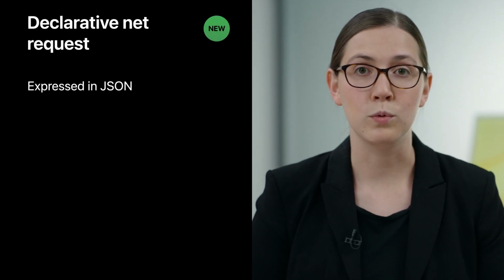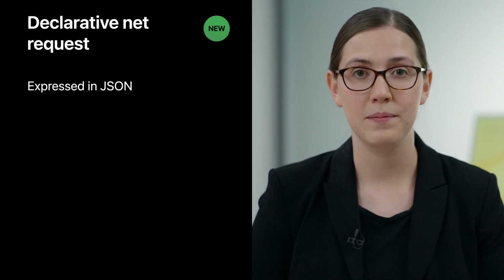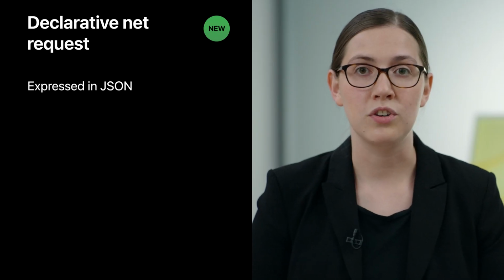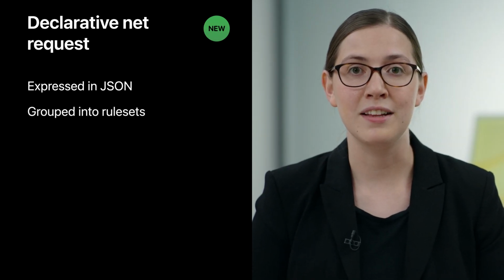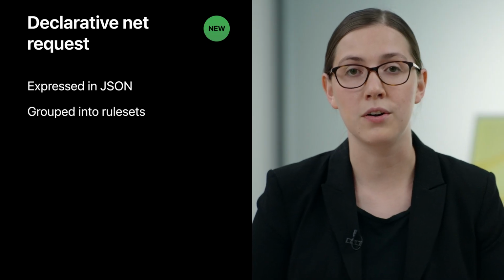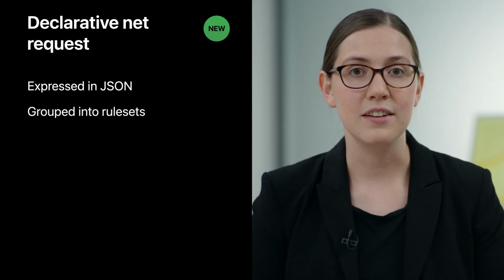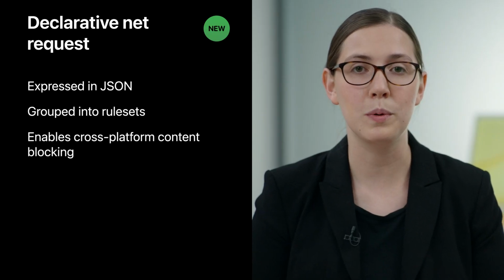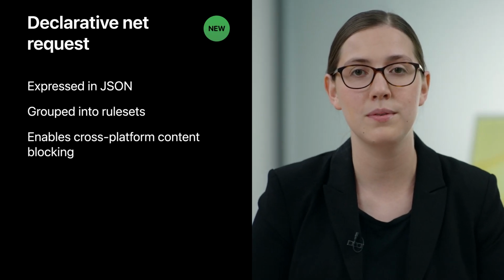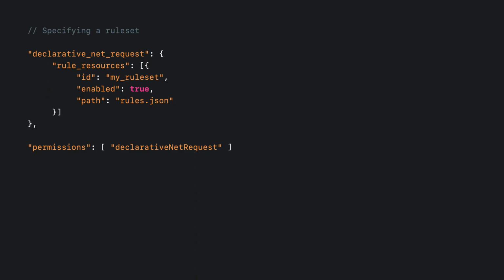The content blocking rules are written in a JSON format. Those JSON rules are logically grouped into files called rule sets, and there's a JavaScript API that lets you individually toggle these rule sets on or off. And because Chrome supports this API as well, you can write one content blocker that can run in multiple browsers across multiple platforms. Let's go over how to write content blocking rules using Declarative Net Request.